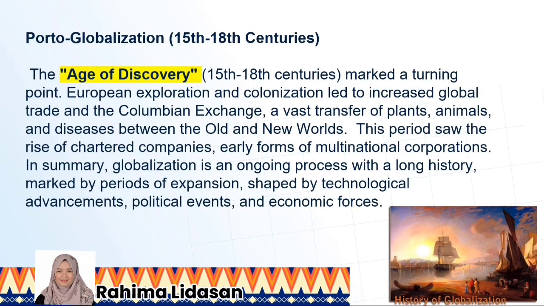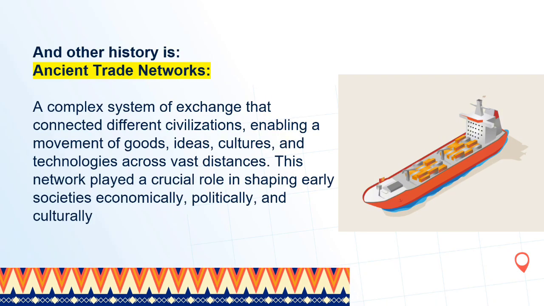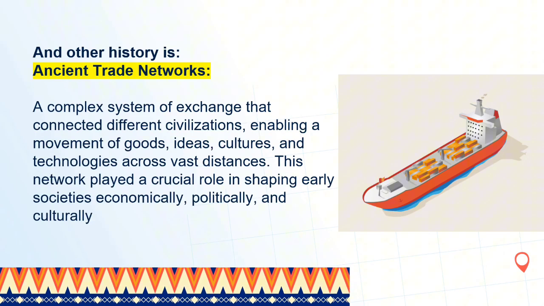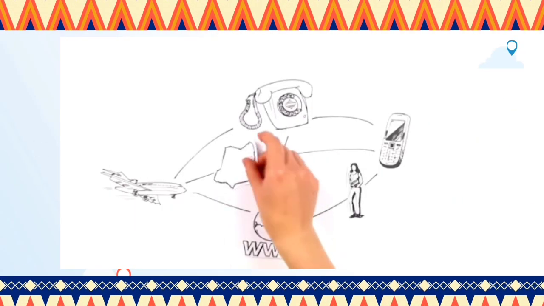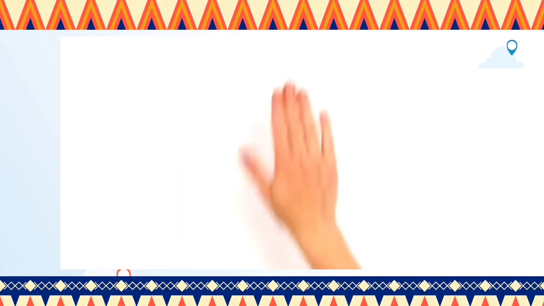In summary, globalization is an ongoing process with a long history marked by periods of expansion shaped by technological advancements, political events, and economic forces. Another history is ancient trade networks, a complex system of exchange that connected different civilizations, enabling the movement of goods, ideas, cultures, and technologies across vast distances. These networks played a crucial role in shaping early societies economically, politically, and culturally.